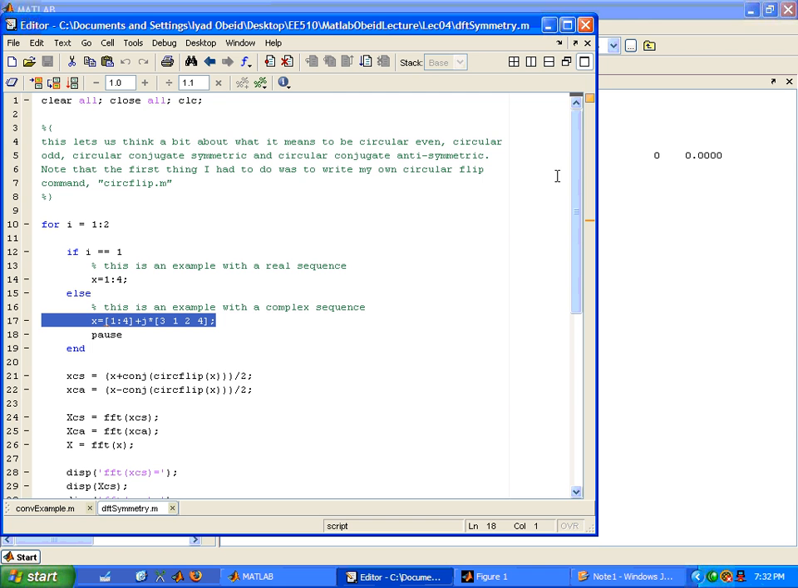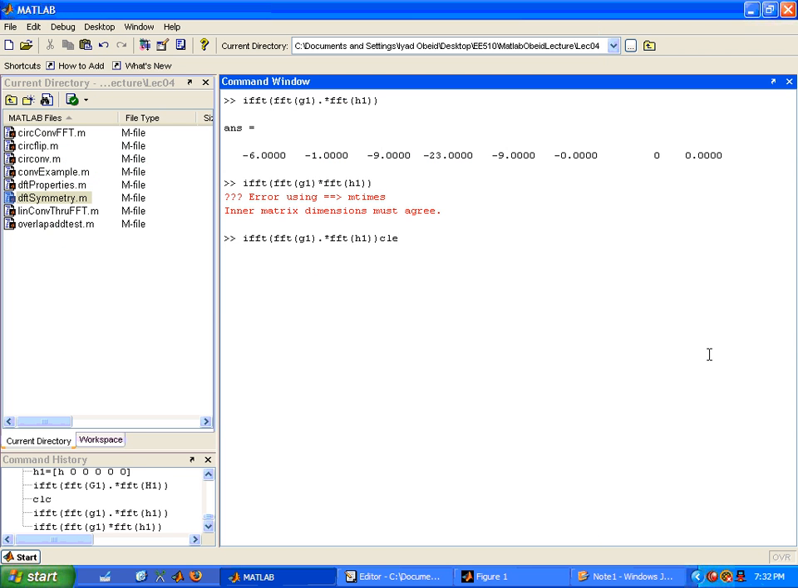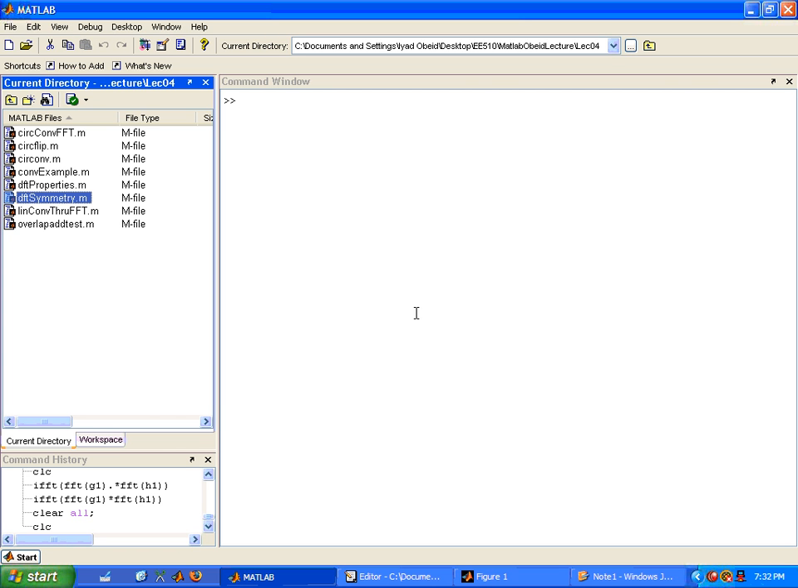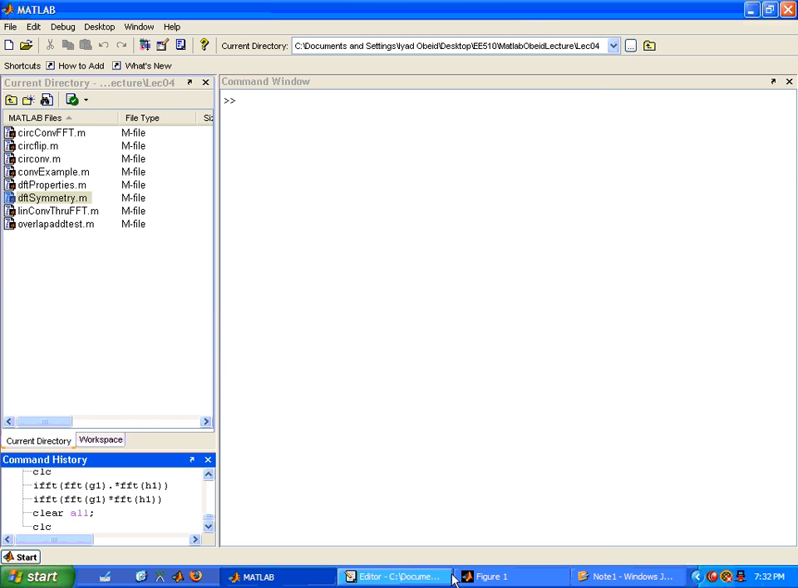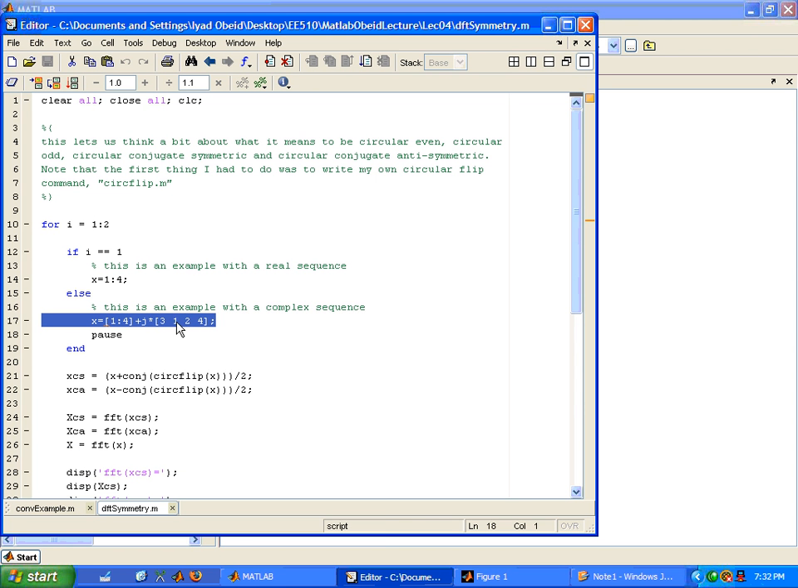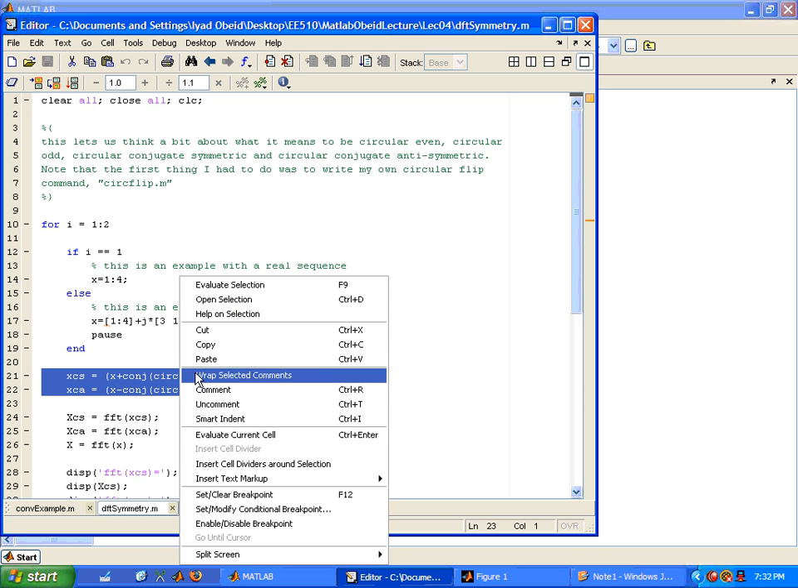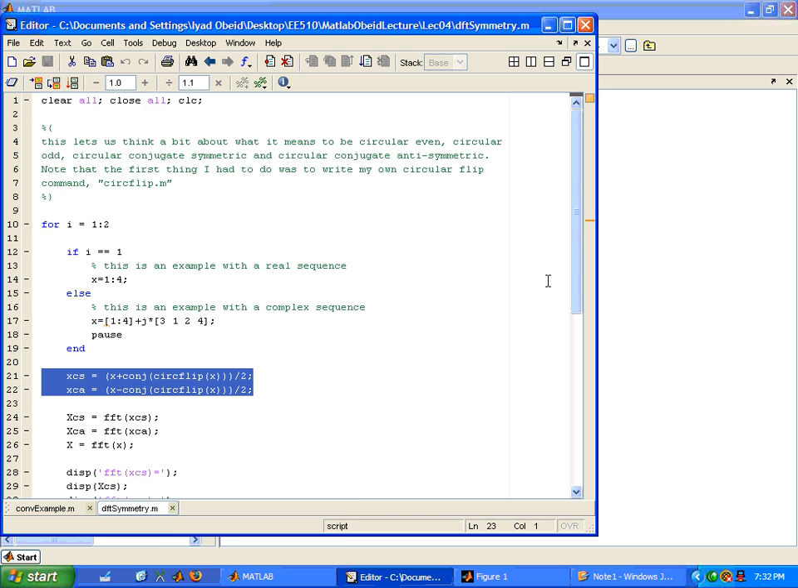So here's x. Actually, let's clear this. Control A. Clear all. Okay, we'll do this the old-fashioned way. So let's evaluate that. Again, this takes advantage of my circular flip command that I wrote, which hopefully everybody will be writing or maybe has already written.